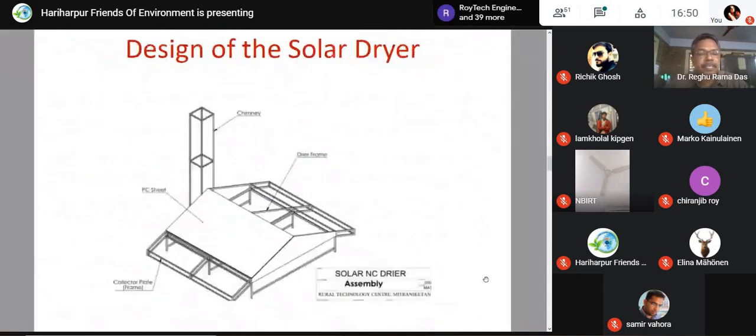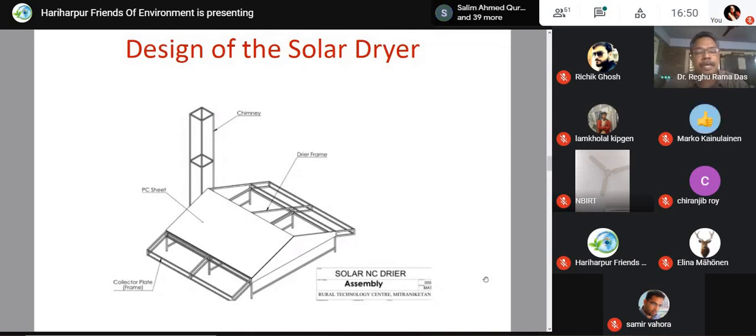This is the design we have developed, the first design of the solar dryer. You can see the solar inlet, that is this solar collector. Then the collector is covered with the polycarbonate sheet, and the chimney which has been added, that is the uniqueness of this project.